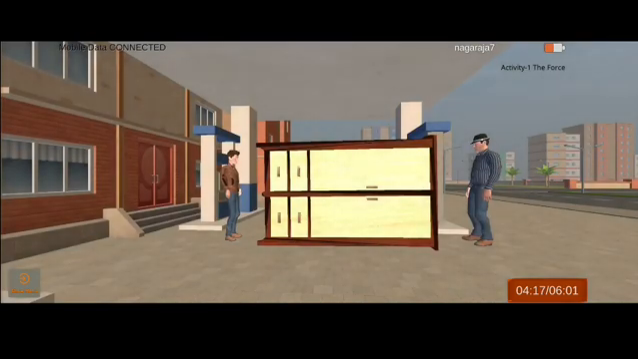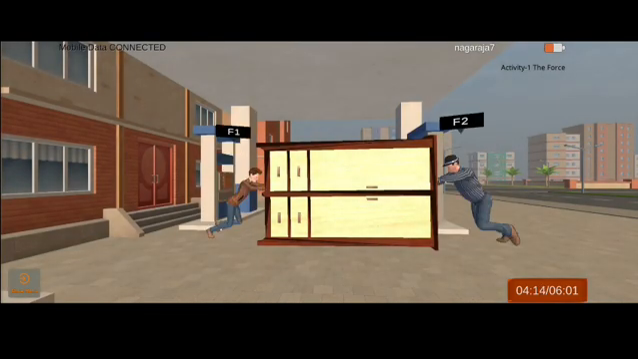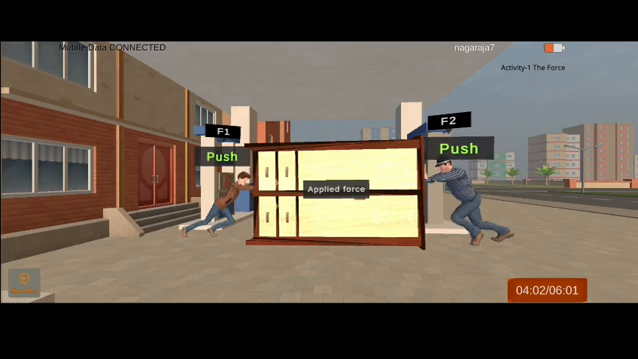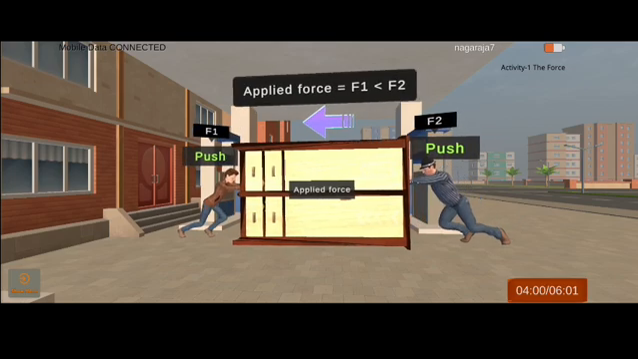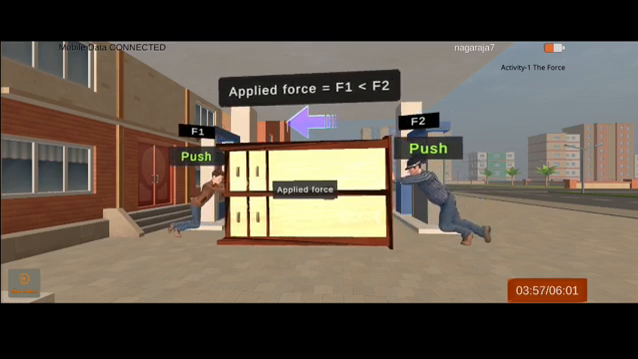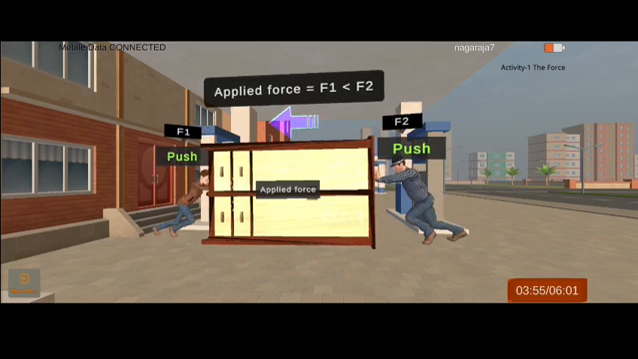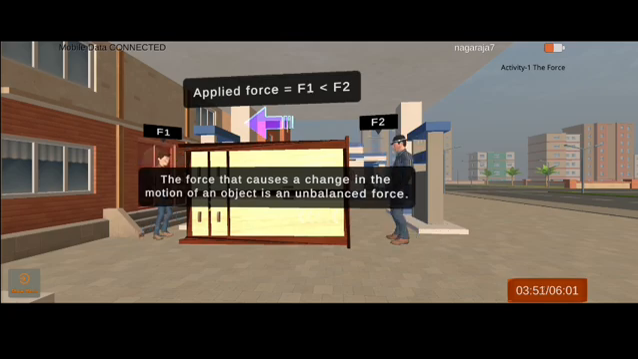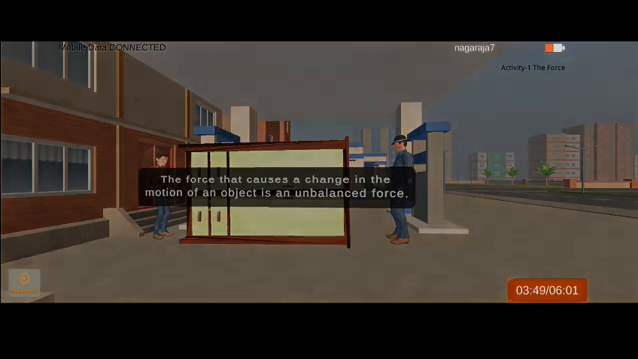Here, two unequal weighted boys are pushing the cupboard from opposite sides to each other. It means they are applying the force in the opposite direction of each other. Hey look, the cupboard is moving to the left side because the applied force from the right side is more compared to the applied force from the left side. The force that causes a change in the motion of an object is an unbalanced force.